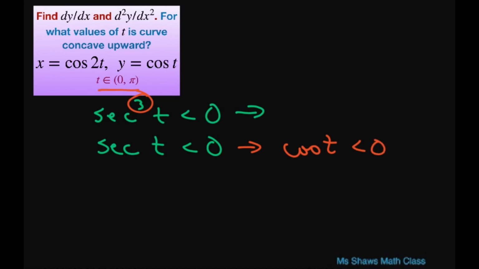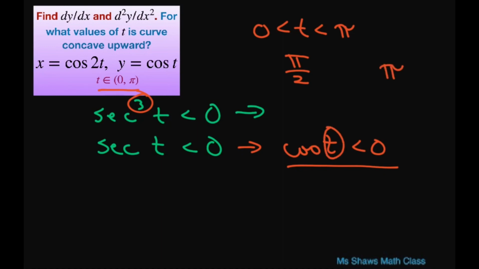Now, remember our interval is between 0 and pi. Well, cosine is only negative when our angle t is between pi divided by 2 and pi. So our t must be between pi divided by 2 and pi. So basically in quadrant 2.